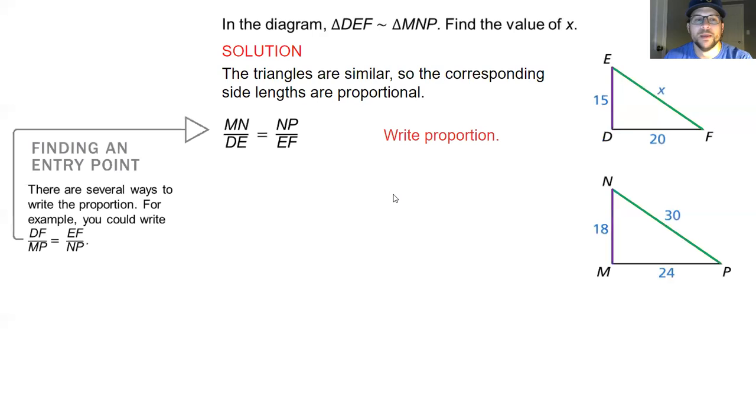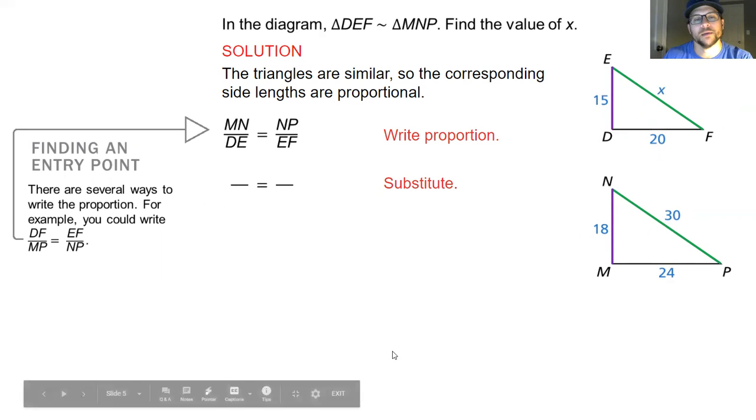So set those up. There are a couple different ways you can do it. You could do 15 over 18 to x over 30, or you could do 15 over x to 18 over 30. Whichever way you decide to do it, your order needs to be consistent. So you can't compare 15 to 30 because they are not corresponding sides and you're going to different triangles. So we're just going to do MN to DE, which is just the purples first and then the greens second.